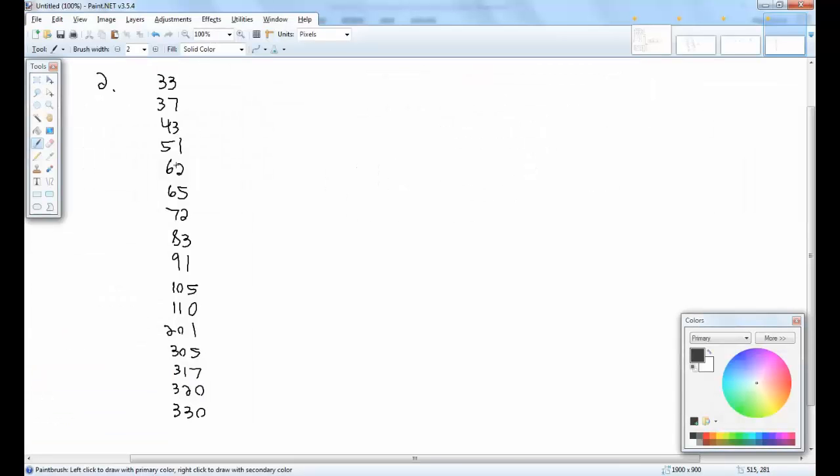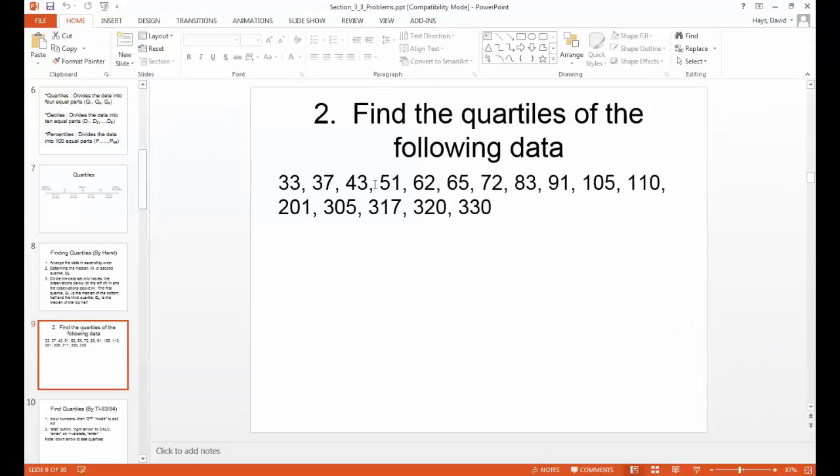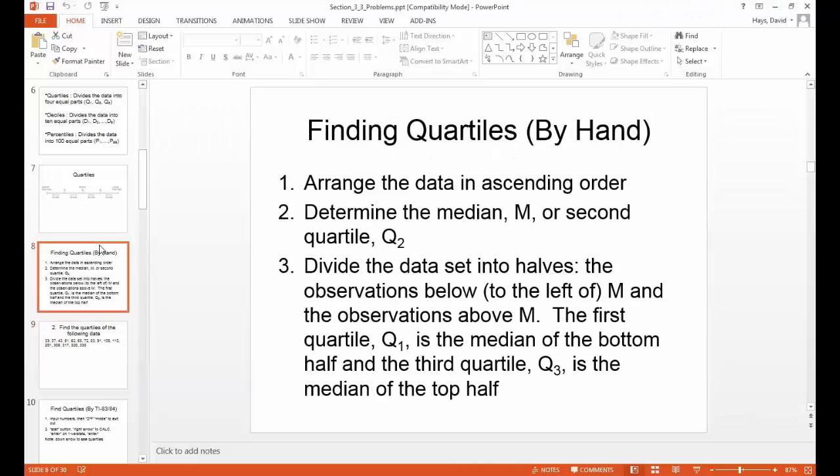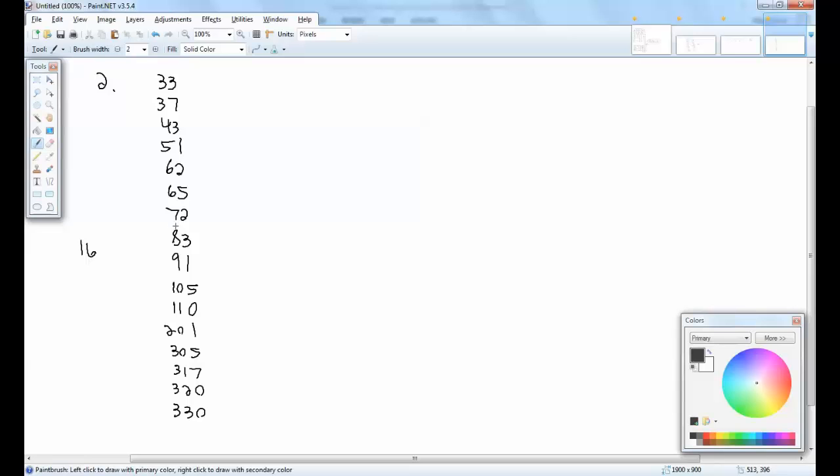Okay, let me count: 1, 2, 3, 4, 5, 6, 7, 8, 9, 10, 11, 12, 13, 14, 15, 16. 16, I believe. 3, 6, 9, 12, 15, 16. Okay, that looks right. Now, since there's 16, the first step says determine the median, M, or second quartile. Well, we have exactly 16, which is even, which means I'm going to average the middle two numbers. 1, 2, 3, 4, 5, 6, 7, 8. So these are my middle two numbers.